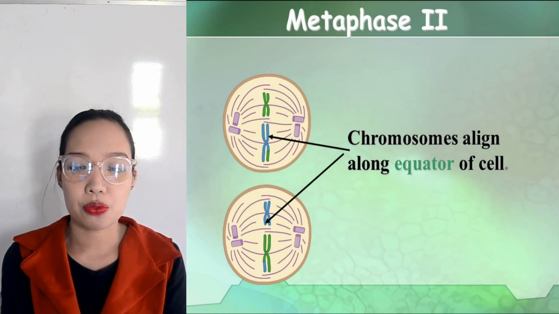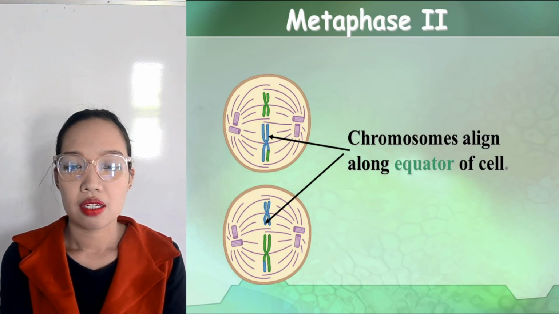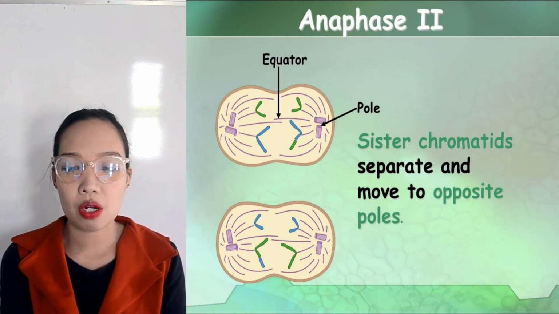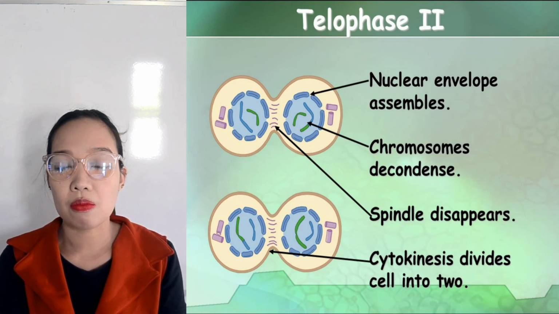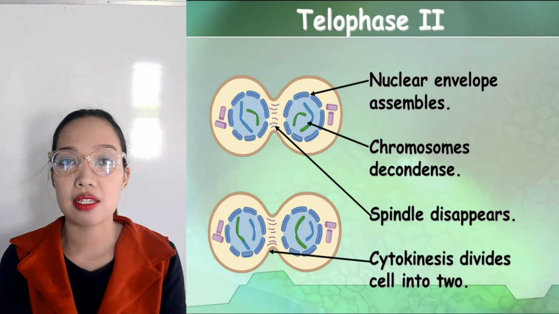In metaphase II, chromosomes align along the equator of the cell. Next is anaphase II, wherein sister chromatids separate and move to opposite poles. And last is the telophase II, wherein the nuclear envelope assembles, chromosomes decondense, the spindle disappears, and cytokinesis divides the cell into two.